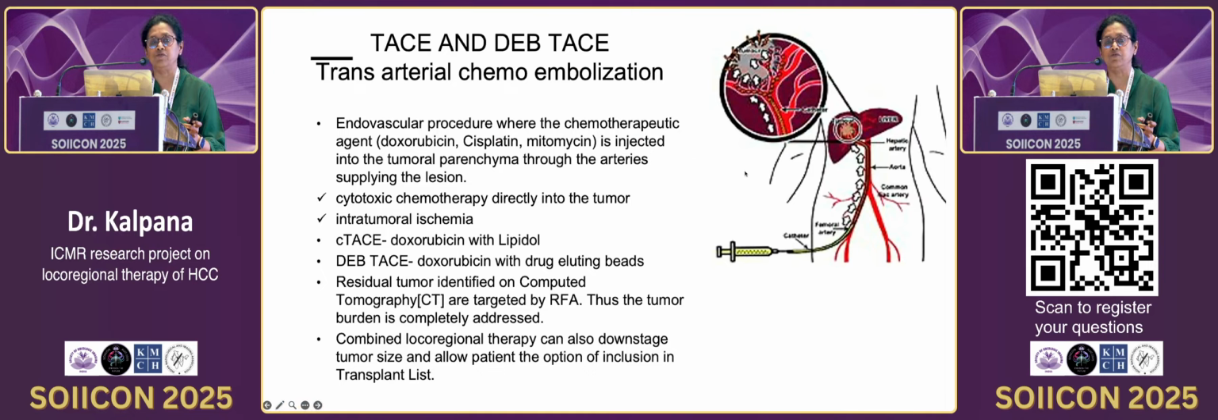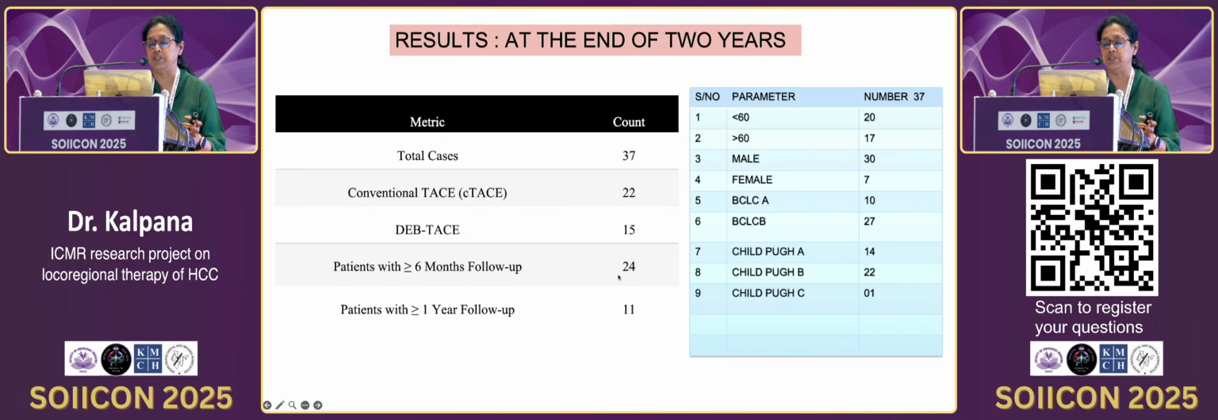So just a brief look at what is TACE. By the femoral arterial puncture, we pass the catheter right into the liver, and this is a 4F catheter, and then we take a microcatheter which is 2 or 2F and reach directly into the liver and inject either the conventional TACE, which is doxorubicin with lipiodol, or DEB TACE, which is doxorubicin with drug-eluting beads.